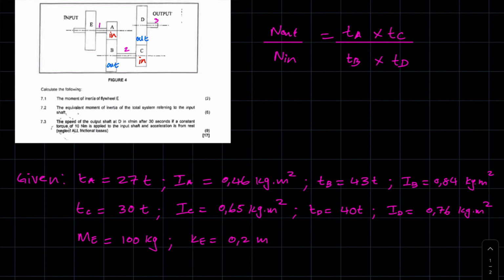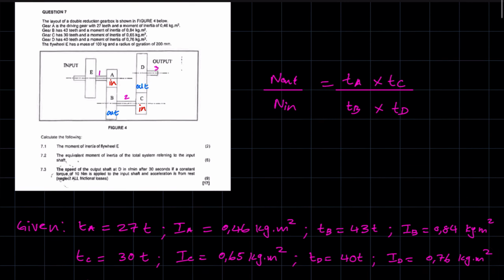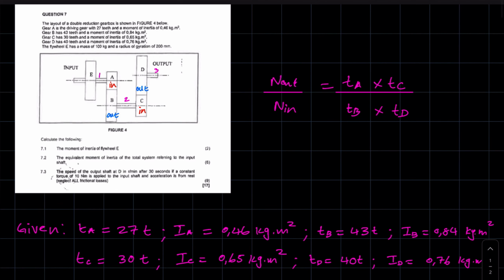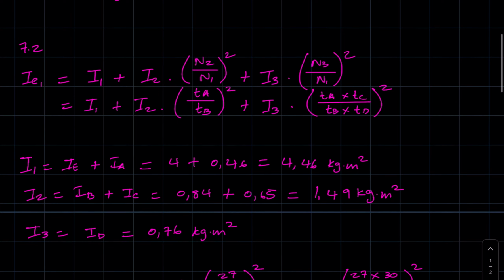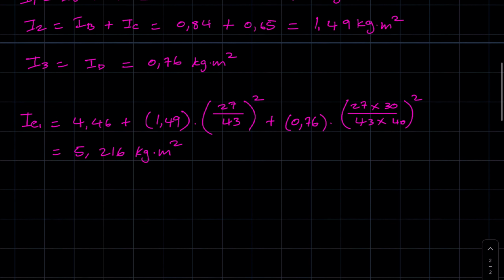Then let's look at 7.3 now. Calculate the speed of the output shaft at D in revs per minute after 30 seconds if a constant torque of 10 Newton meters is applied to the input shaft and acceleration is from rest. So we need to calculate the output torque.